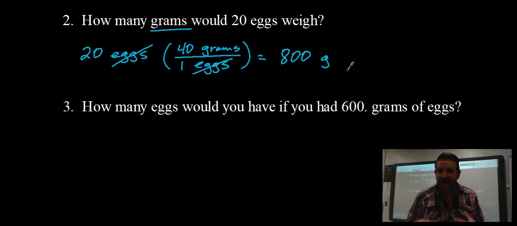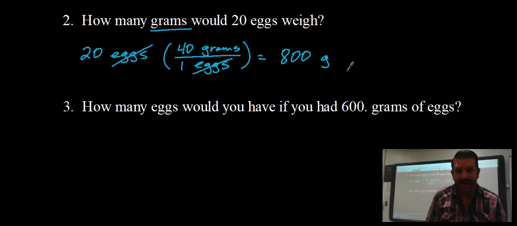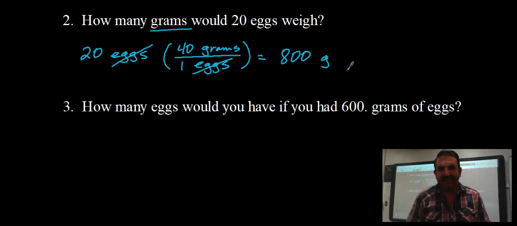And again, I will care later about sig figs. Here, I don't care about sig figs. I just want to focus on the process. All right, you give it a try. Number 3, how many eggs would you have if you had 600 grams of eggs? Go ahead and pause the video, set it up, and get your answer. Pause now, please.